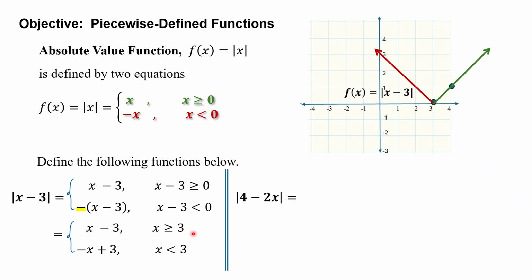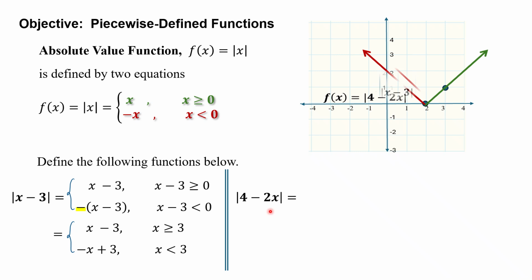For another function, which is absolute value of 4 minus 2x, the x value where this 4 minus 2x is 0 is at x equal to 2. And look at its graph. Its vertex is at x equal to 2. So let us define again the definition of this absolute value, which is two equations. The first equation is 4 minus 2x when 4 minus 2x is greater than or equal to 0. And the other one is negative of 4 minus 2x when this 4 minus 2x is less than 0.